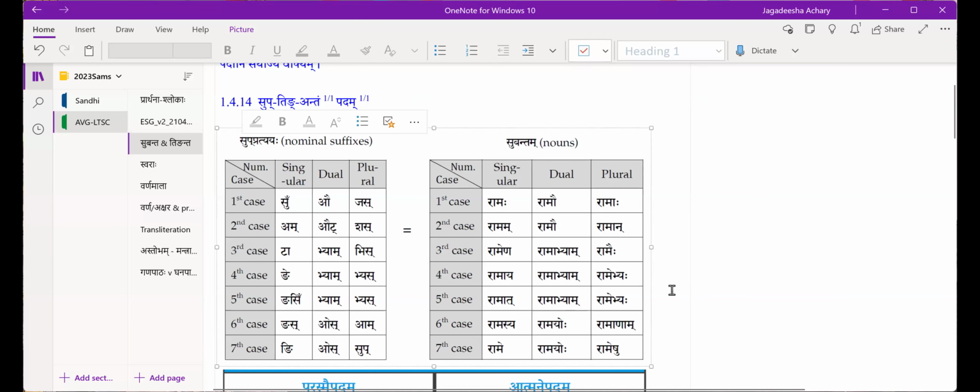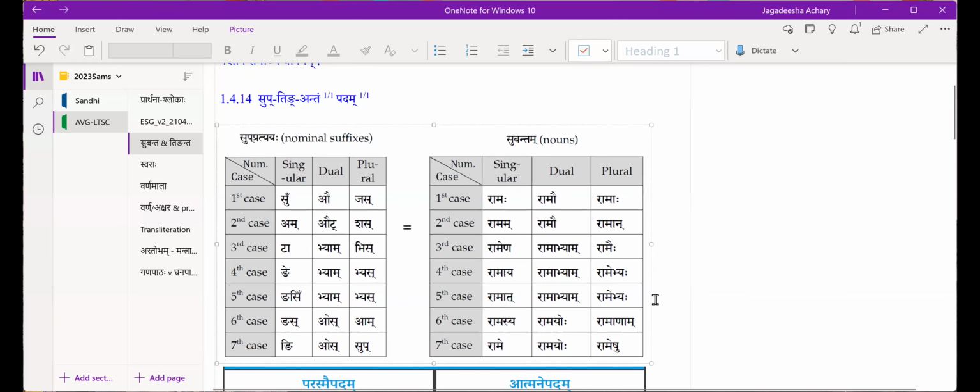Is there a meaning to the supratyayas, these 21 of them? Yes, of course. The first su pratyaya is Prathama Vibhakti Ekavachana. Prathama Vibhakti means karta, the doer. Suppose Rama goes to the forest, Ramaha vanam gacchati. Prathama Vibhakti Ekavachana is the karta, the one who does the job of going to the forest.